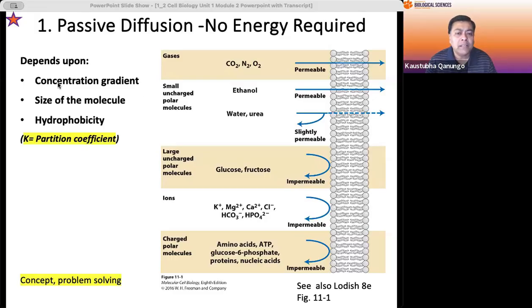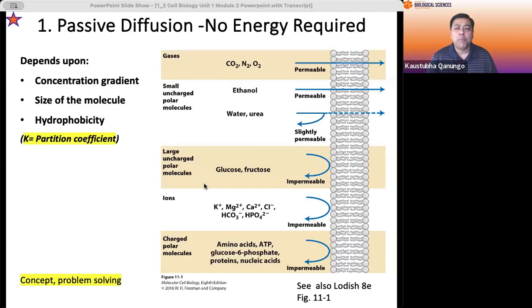It depends upon the concentration gradient. The higher the concentration gradient, the faster the movement of water will be. Just think that there is a dam and you have a lock gate for it, and the dam is totally full up to the brim. When you open the lock gates, water will gush through much faster compared to when the water level was lower. So depending upon the concentration gradient, it will be faster or slower. Then size of the molecule: if it is a larger molecule, it will diffuse slower; if it is a smaller molecule, it diffuses faster.